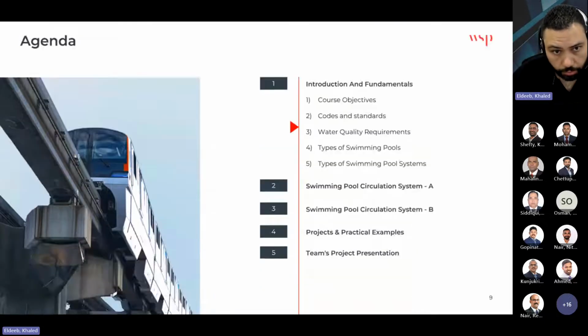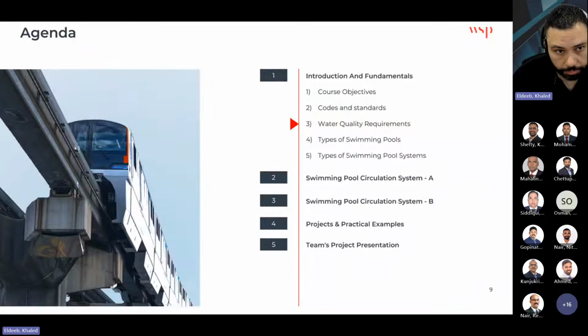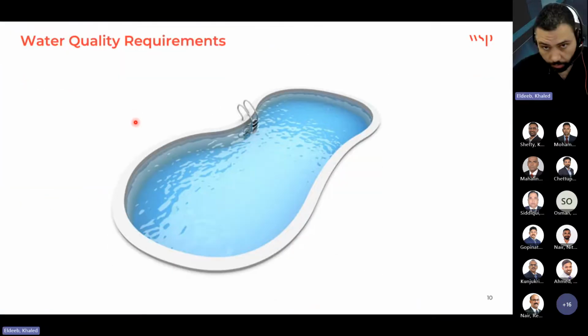Okay. So the next topic, water quality requirement. Sorry. So first, what is the meaning of swimming pool?